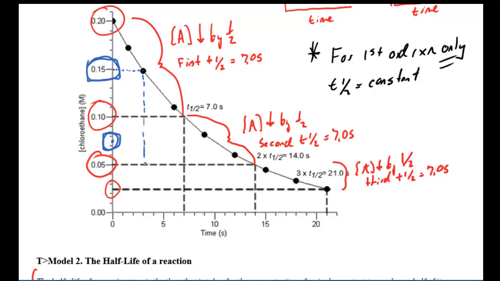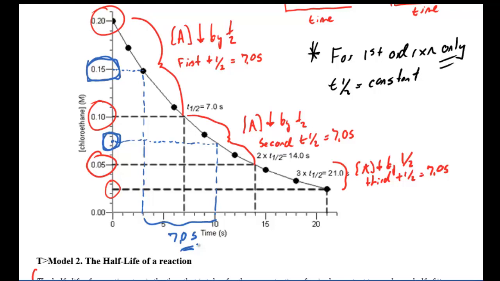I know I'm not using a ruler here, but I think you'll agree with me that at 0.15 molar, this is the concentration at about 3 seconds. The time at which the concentration is now 0.075 molar is pretty close to 10 seconds. And of course, the change in time to go from 0.15 molar down to 0.075 molar is, hopefully no surprise to you, 7 seconds. So it doesn't matter where you set your initial concentration.